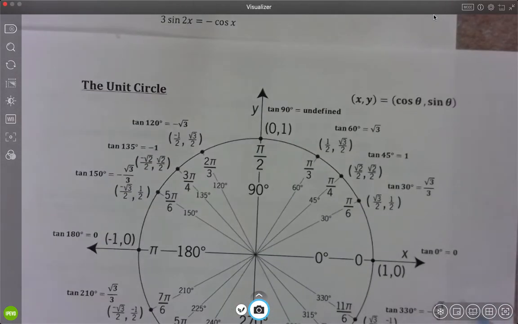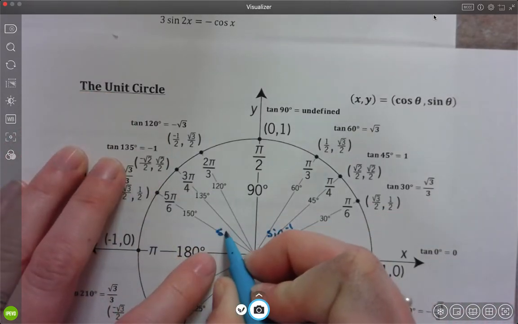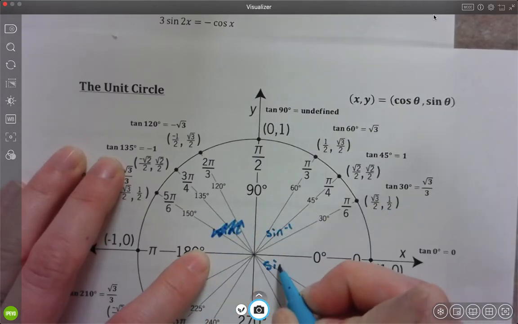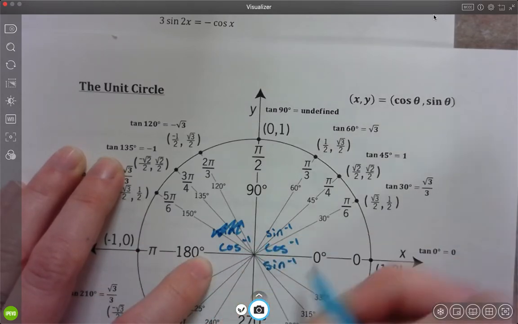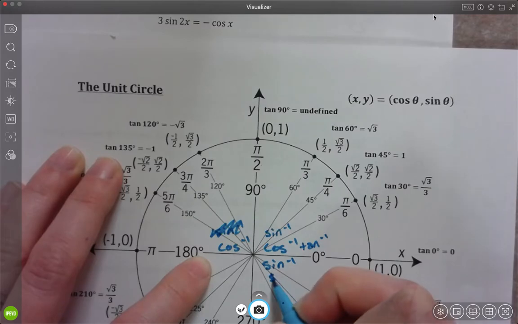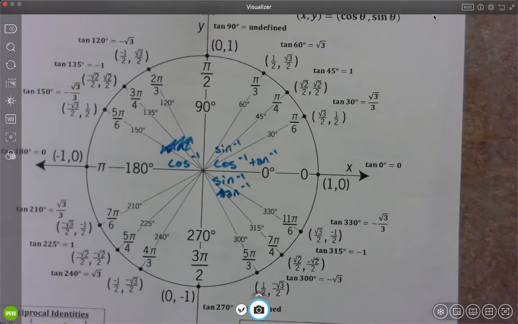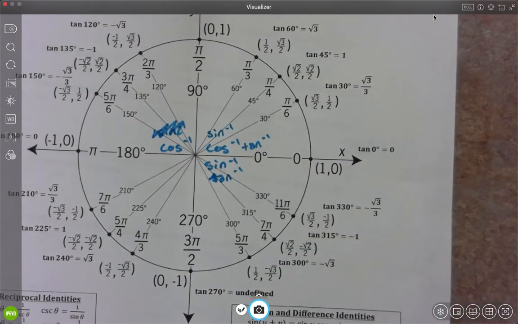I don't have that written on my unit circle here, but inverse sine is here and here. No, wrong. Inverse sine is first and fourth. Inverse cosine is first and second. Inverse tangent is first and fourth. So we're going to write it like that, and figure out which of those angles, 2 pi over 3 or 5 pi over 3, is in the domain of inverse tangent.